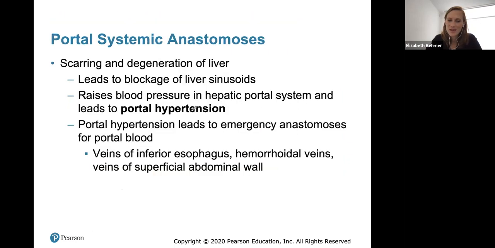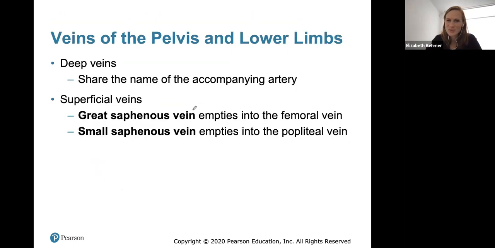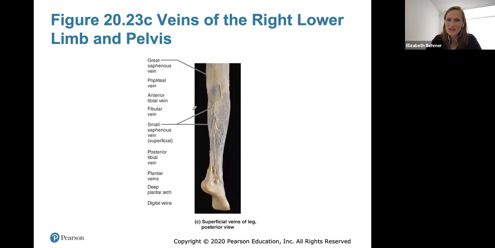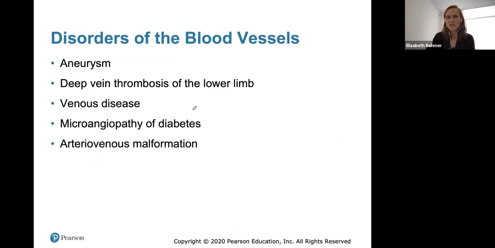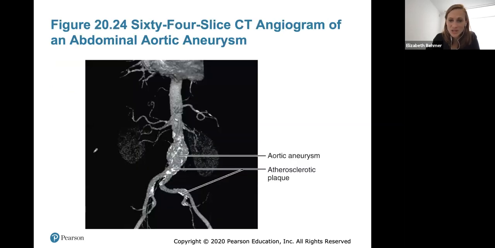All right, and with that, I think I don't ask you guys too many more questions. I might end here with the disorders, though, of the blood vessels. We can get an aneurysm, which is kind of a ballooning, or kind of when a blood vessel increases in size, like it looks like a balloon around it. A deep vein thrombosis is a clot of the lower limb. Venous disease, microangiopathy of diabetes, or arteriovenous malformation.